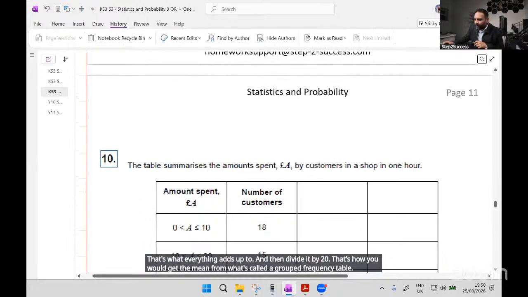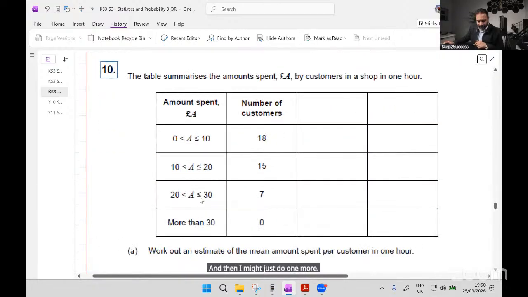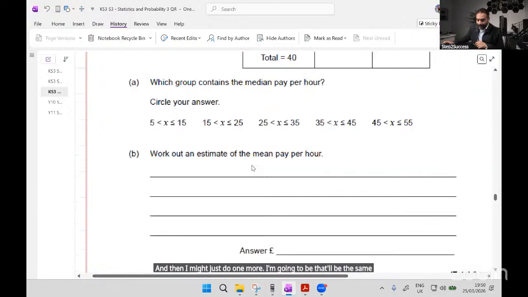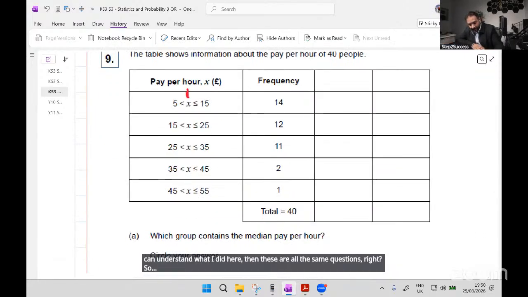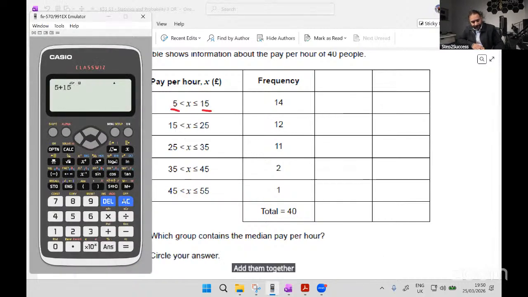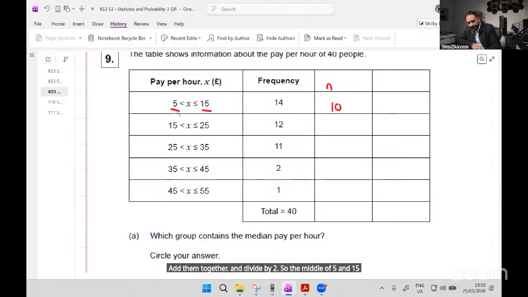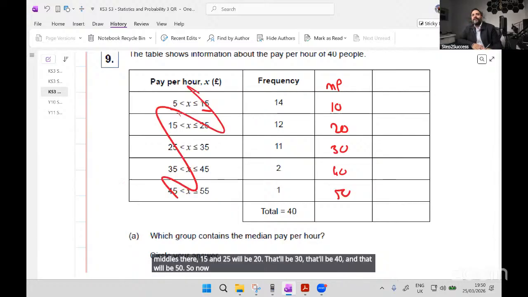And then I might just do one more. 9B, 10. That'll be the same. If you can understand what I did here, then these are all the same questions, right? So you get to the middle of these groups. If you're not sure how to get to the middle of two numbers, add them together and divide by 2. So the middle of 5 and 15 is 10. Put the middles there. 15 and 25 will be 20. That'll be 30. That'll be 40. And that'll be 50. So now forget about these.